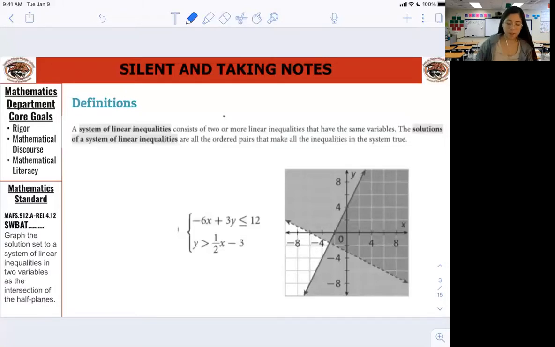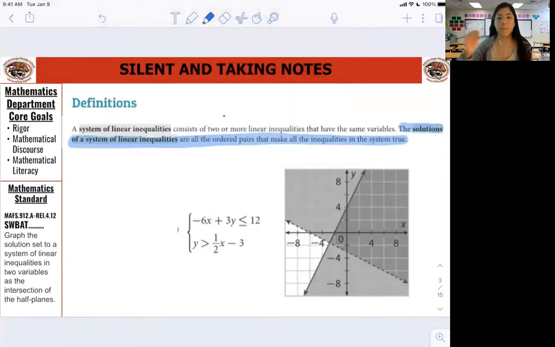Okay, so, all right, it's kind of a little crazy, right? We've got two lines, both of them are being shaded. So the only thing that I want you to write is the second definition, because that's the important one. The solution, so when I ask for the solution, it is everything that makes both inequalities true. And I'll explain what that looks like in 30 seconds after you've written that down.